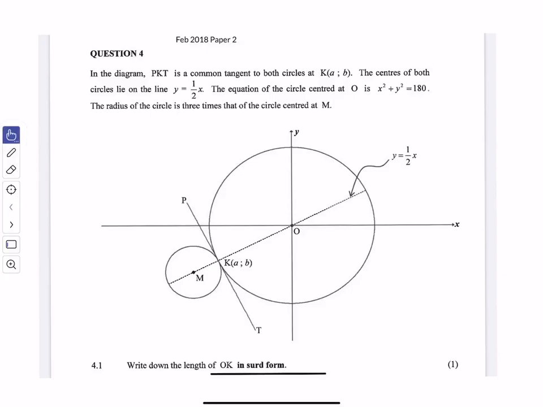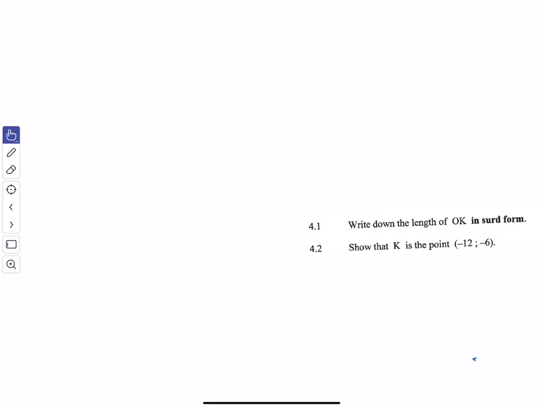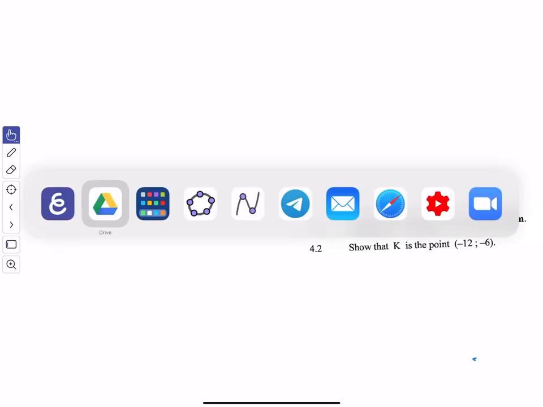The February 2018 question paper 2, question number 4, that was shared by one of you to give an explanation for that answer. This is a question I shared with you in your group classroom. The first question is, write down the length of OK in surd form.